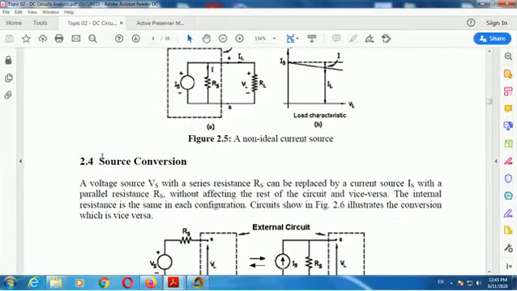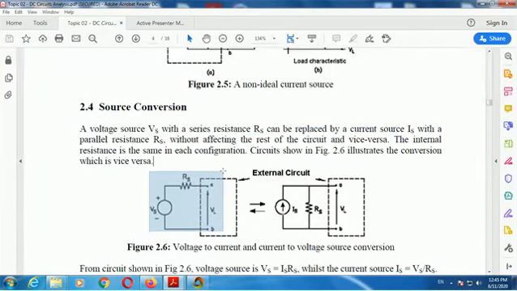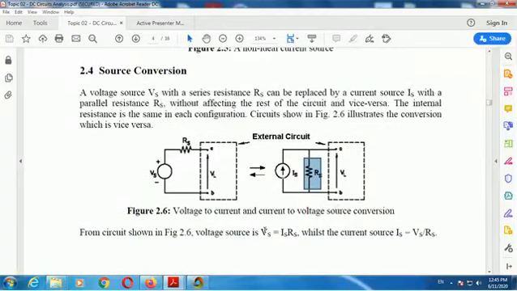Next, we study source conversion in this chapter. A non-ideal voltage source can be converted to a non-ideal current source, with the same Rs, and can be converted back. We use this relation from Ohm's law: Vs equals Is times Rs, and Is equals Vs over Rs, where Rs is the source resistance. With this formula we do the conversion.